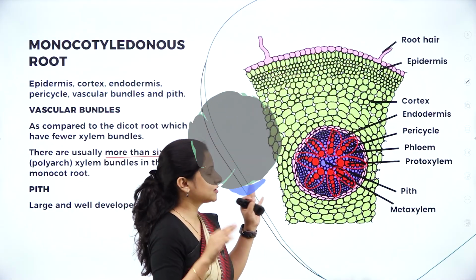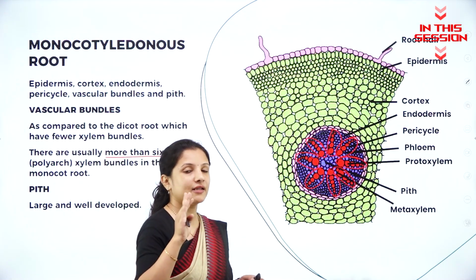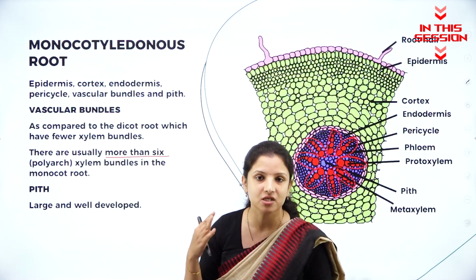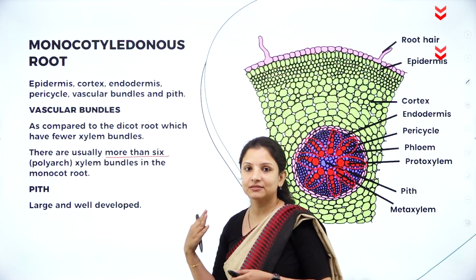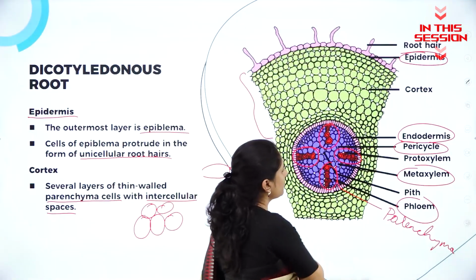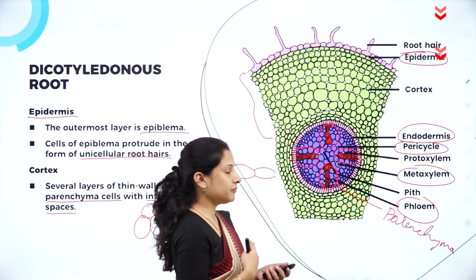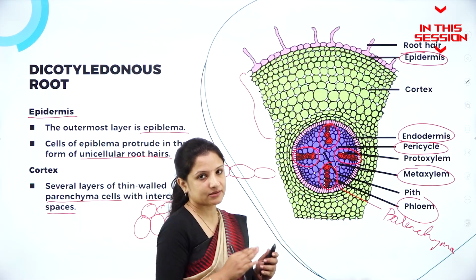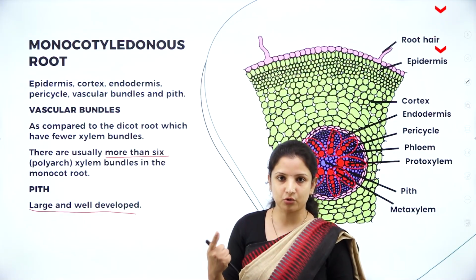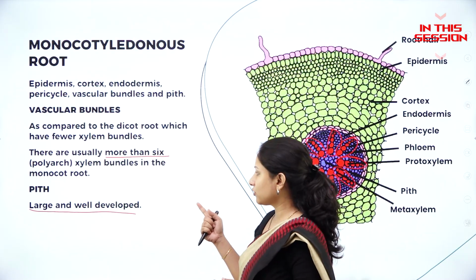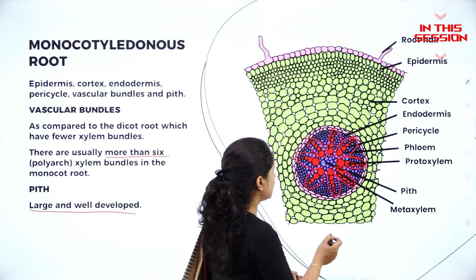In the monocots, the xylem will be more, wherein they'll have polyarch xylem condition, that is more than 6 xylem will be present. They have usually 4 xylem and therefore 4 phloem patches. So this is one of the characteristic features of dicot root. In dicot root, it was inconspicuous, very small. But in monocot root, it is large and well developed.